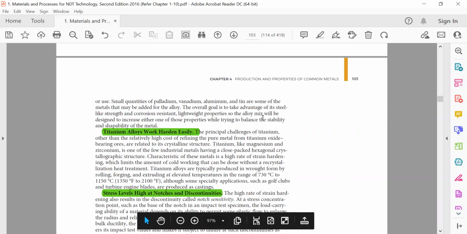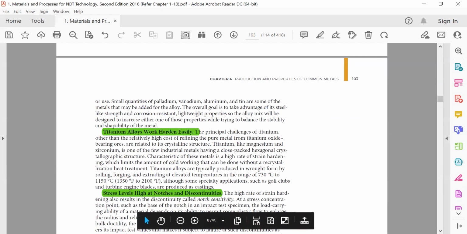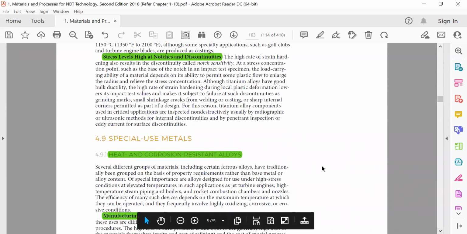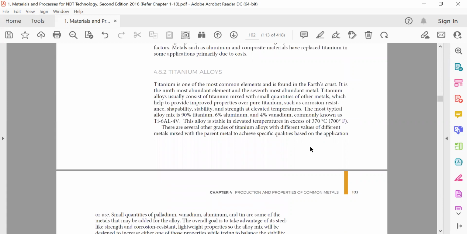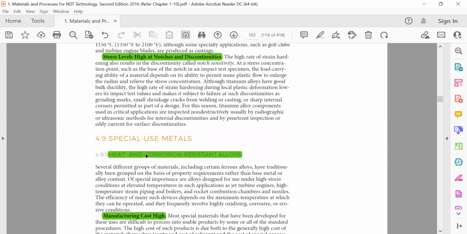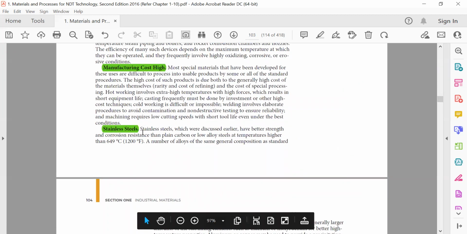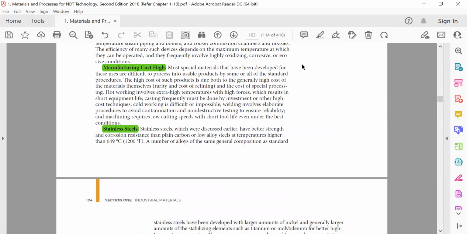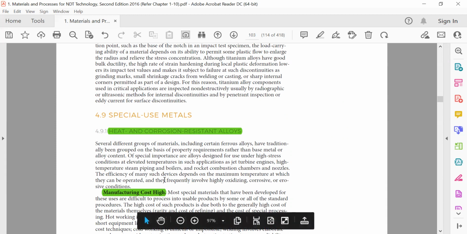Their corrosion resistance and lightweight properties. Titanium alloys work harden easily, and stress levels are high at notches and discontinuities. Special use metals, heat and corrosion resistance alloys. Manufacturing cost is high. Stainless steels are special materials that have been developed for use in difficult processes, like high temperature steam piping, boilers, rocket combustion chambers and nozzles, highly oxidizing, corrosive and erosive conditions. You can prepare special alloys.